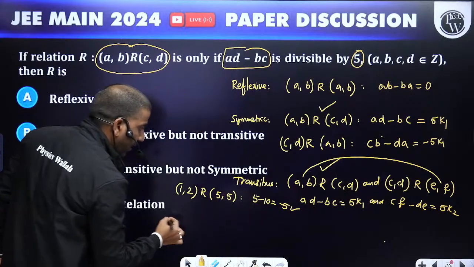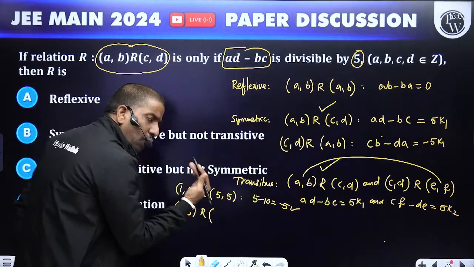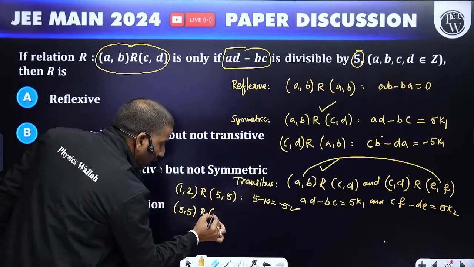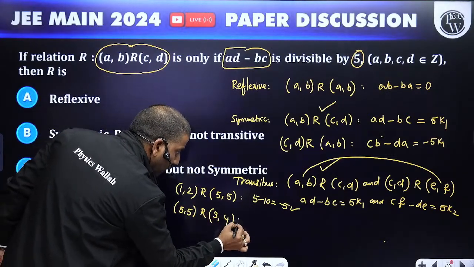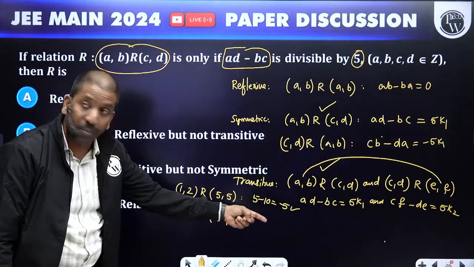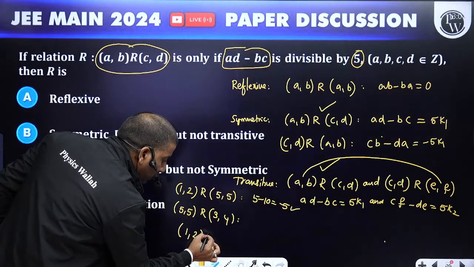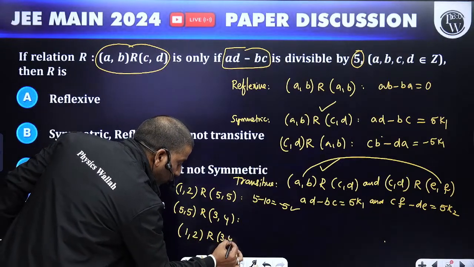Yes, this is correct. Now I will take (5,5) related to whatever number you want. You can take it like (3,4). It is also okay, right? So 5 times 4, 20. 20 minus 15, it's a multiple of 5. Now check whether (1,2) R (3,4).